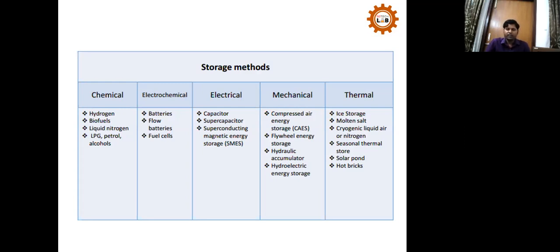In mechanical, we have compressed air energy storage, flywheel energy storage, hydraulic accumulator, hydroelectric energy storage. In thermal, again, we have ice storage, molten salt, cryogenic liquid air or nitrogen, seasonal thermal store, solar pond, hot bricks. Like that, different storage methods are there to store the energy.